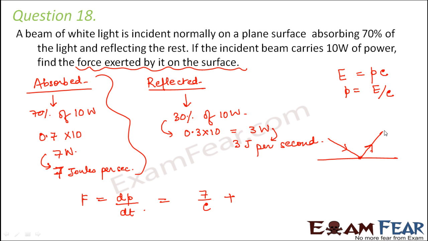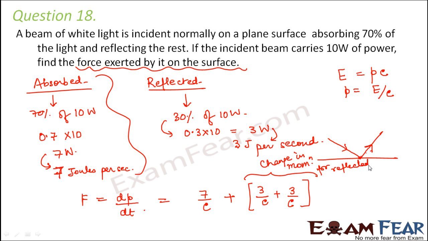So basically this is P1, this is P2. So for the change in momentum, the directions are also opposite. So the change in momentum would be 3 joules plus 3 joules divided by c. So in this case the change in momentum would be 3 by c plus 3 by c. So this is the change in momentum for the reflected part, and this is the change in momentum for the absorbed part, because in the absorbed part nothing is getting reflected.